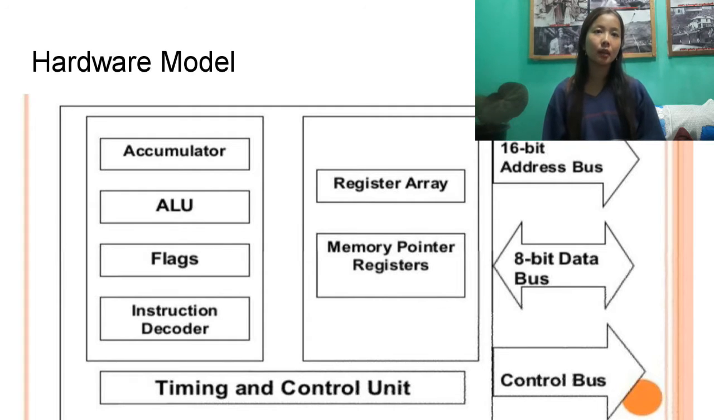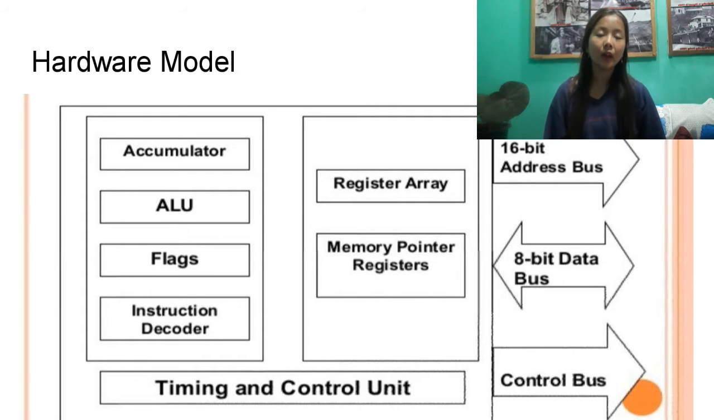Before we discuss the programming of the 8085 microprocessor, we need to understand its hardware model. We will know about the components of the 8085 microprocessor which we can use as a programmer. What we observe here on the screen is this block. Everything contained in this block is in the 40-pin IC. Only the main components are highlighted here.